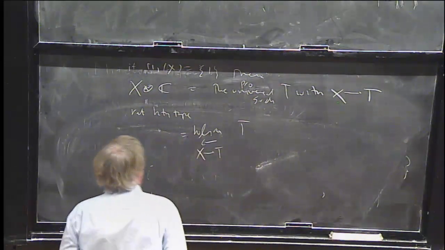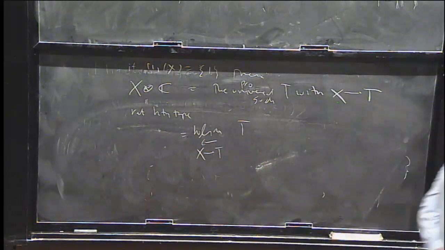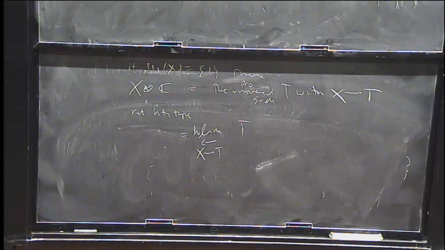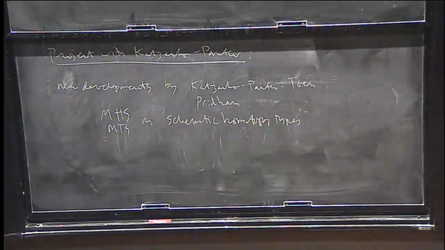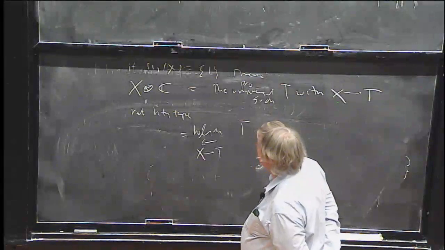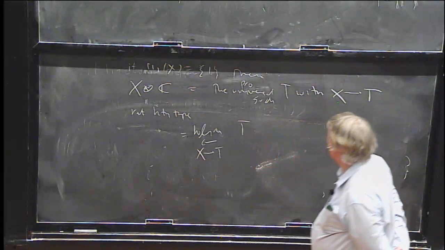So there are these other versions of the theory. Where did they go? Did I erase them? Yeah, Katzarkov-Pantev-Toen and Pridham, about mixed Hodge structure and mixed twistor structure on schematic homotopy type. Let me just say none of this is completely satisfactory, because you have a basic problem. That's what I wanted to talk about next, but I won't be able to.